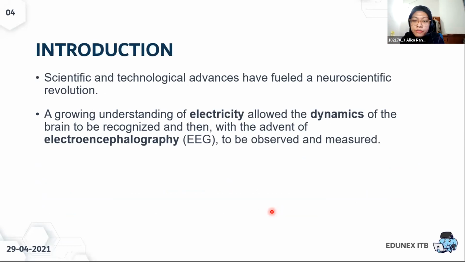Over the following years, scientific and technological advances have fueled a neuroscientific revolution. A growing understanding of electricity allowed the dynamics of the brain to be recognized, observed and measured with the advent of electroencephalography, or EEG. So today I'll talk about EEG as electrical recording of the brain in general.